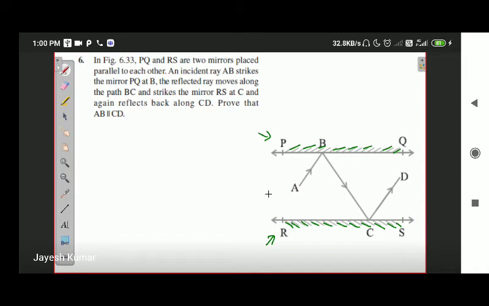Simple glass can be represented like this, but when we represent a mirror, we have to shade one of the sides of the mirror. If you see any mirror in your home and look at its back side, you will see a coating of silver oxide. That is the reason your glass reflects.